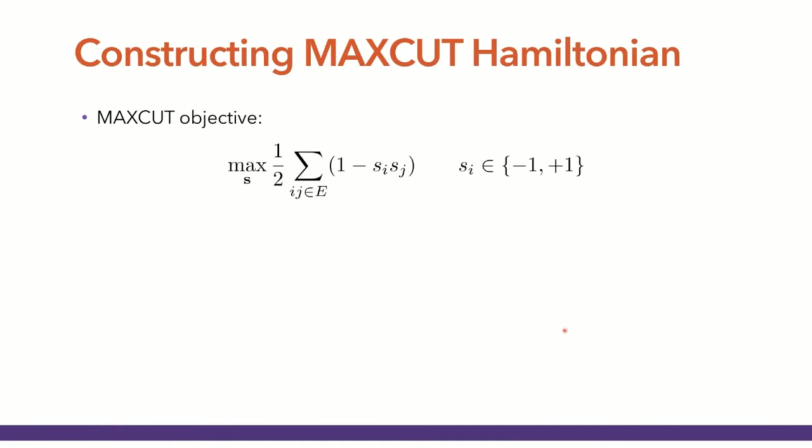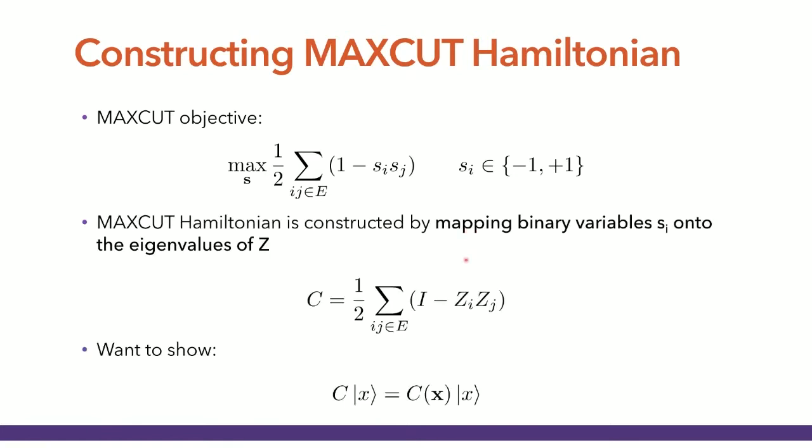Let's go back to our MaxCut objective. What I'm going to do is show you that we can just take these variables s that are plus or minus 1, and we can construct the Hamiltonian by simply mapping these binary variables s_i onto the eigenvalues of the PauliZ matrix. All we do is we mechanically take the formula and we replace each s_i with a PauliZ operator acting on the corresponding qubit. PauliZ acting on the ith qubit.